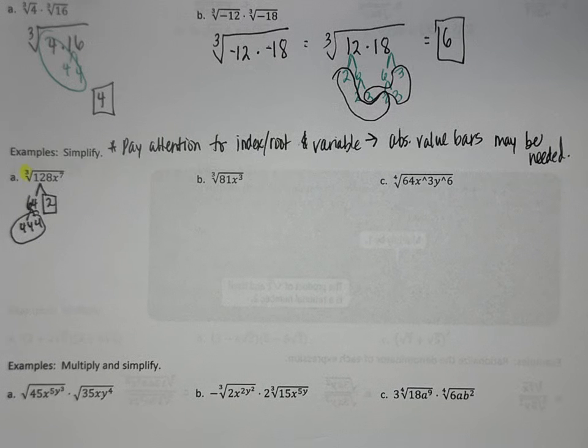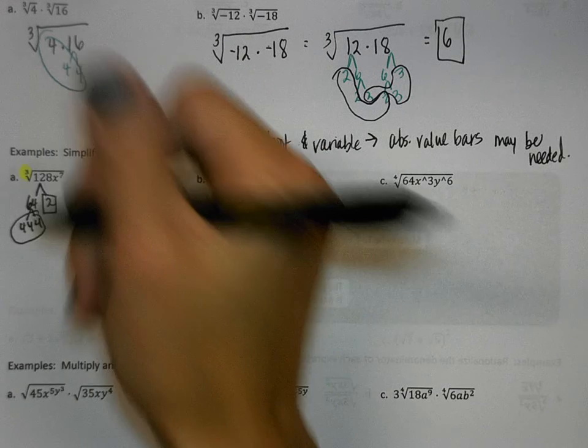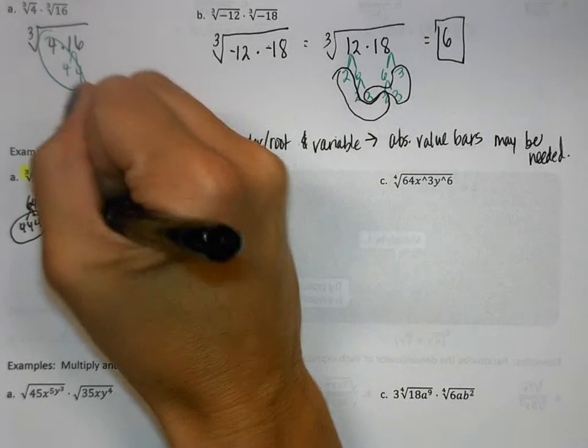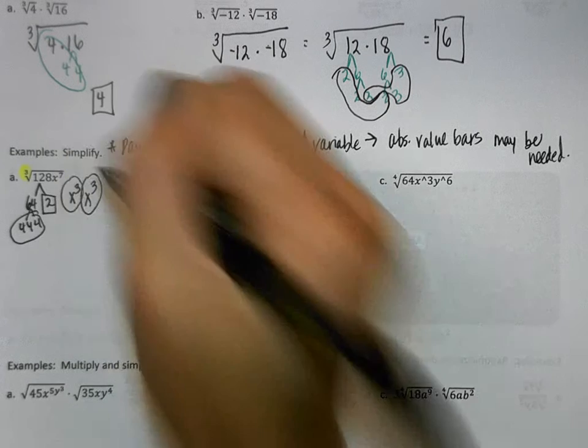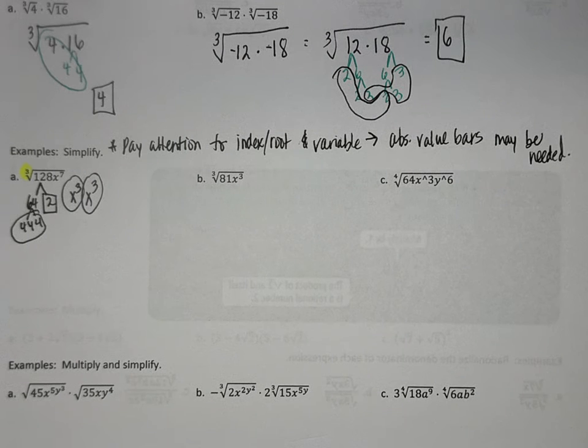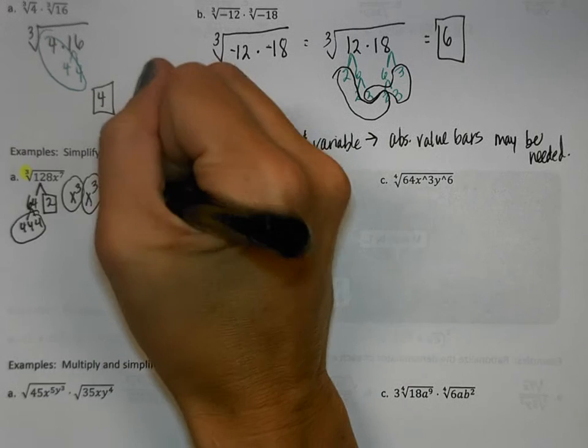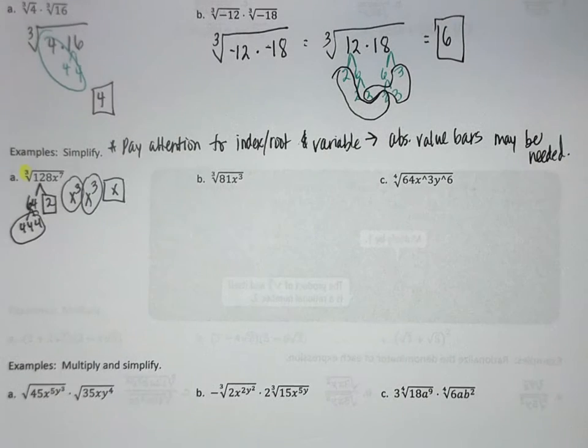So we need how many for a group? 3, right? Because it's a cubed root. And so this means I'd have x to the 3rd and x to the 3rd, and that makes 6, right? And so how many will I end up having left over? Just 1, just an x. And so I'm going to box an x.